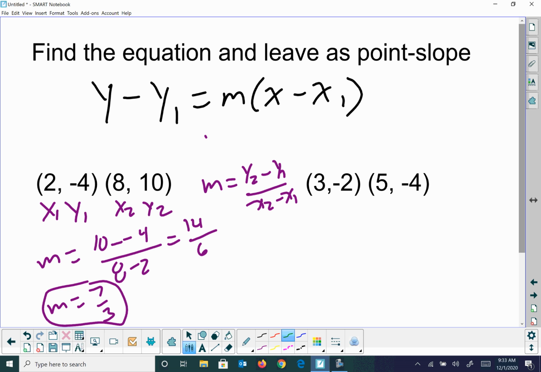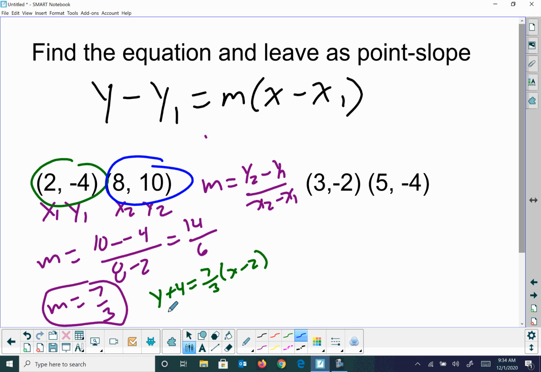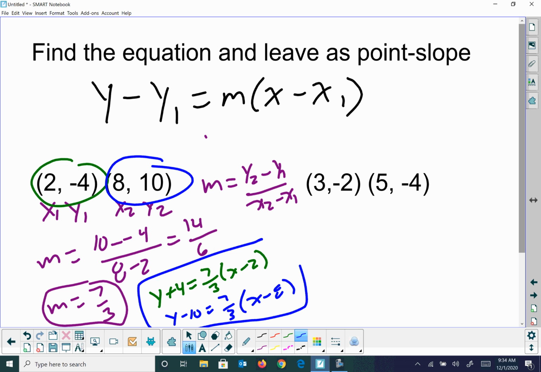And then if I use this in my point slope, I'm going to get y minus minus 4, so y plus 4 equals 7 over 3, x minus 2. If I use this point here, I'm going to get y minus 10, same slope. So both of these are the correct answer. Okay, so you just have to decipher which one you want to have.